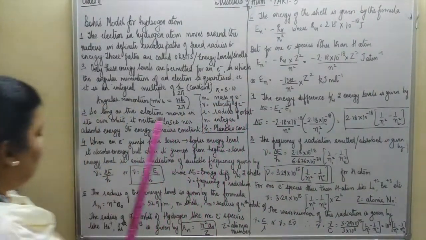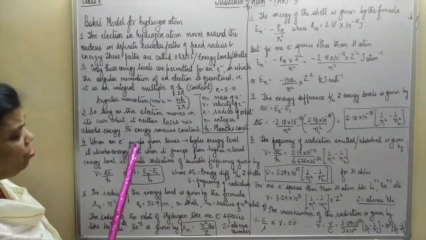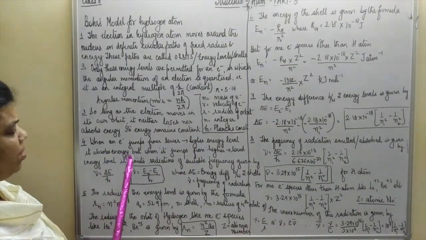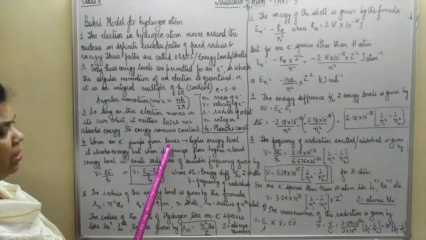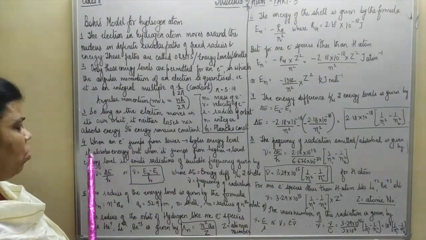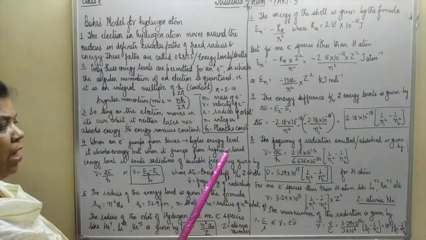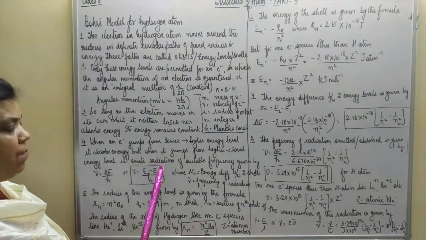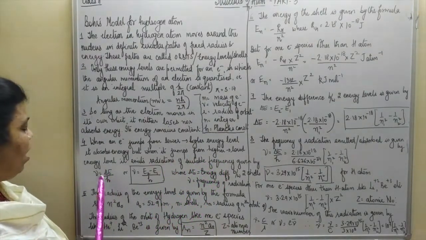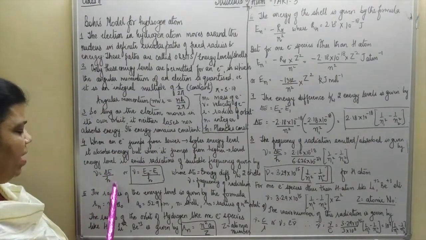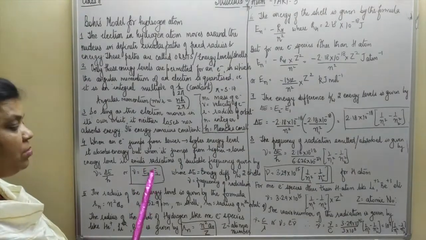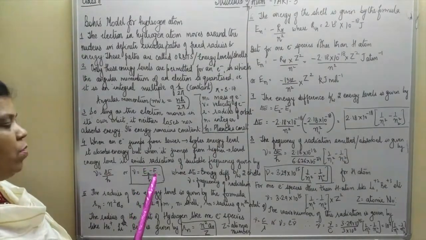The next postulate is that when an electron jumps from one energy level to another, it will emit or absorb energy. For example, if it is moving from a lower to a higher energy level, it will absorb energy, but when it is jumping from a higher to a lower energy level, it will emit radiation of suitable frequency, given by the formula nu equals delta E by h, where delta E is the energy difference between the two energy levels between which the electron is undergoing the transition.